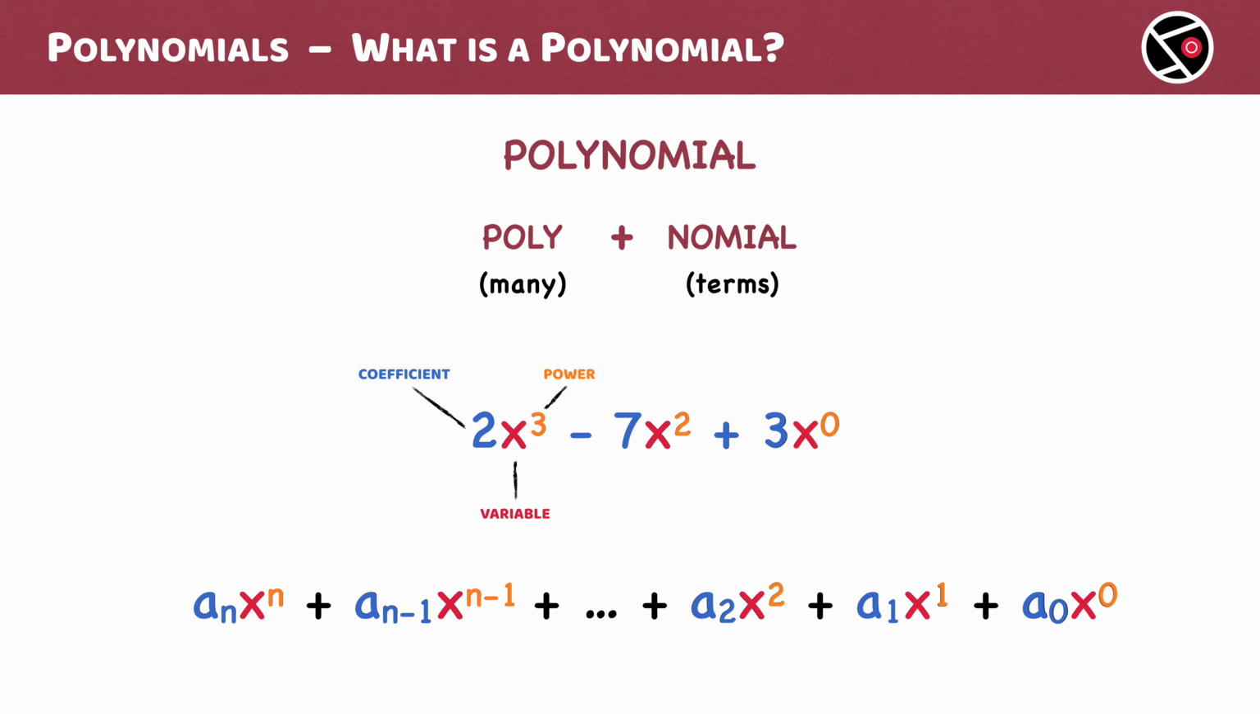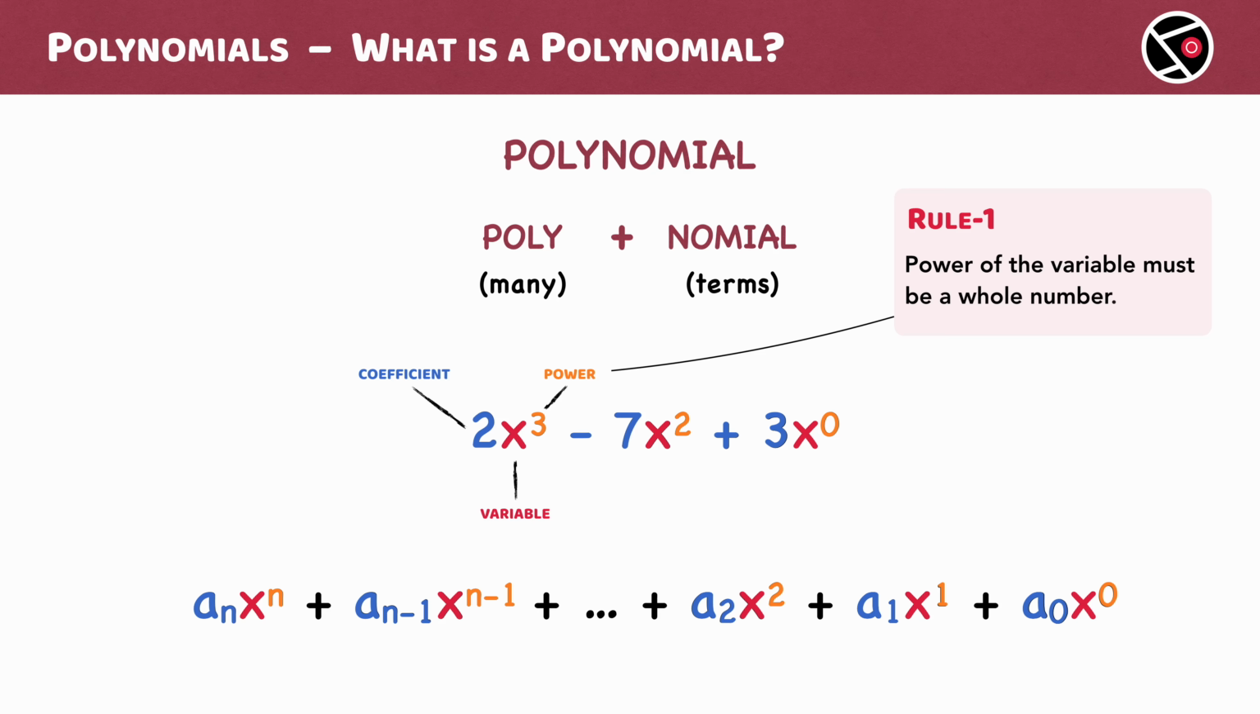Now, for an expression to be a polynomial, the power of the variable must be a whole number. It can be 0, 1, 2, 3, and so on. But no negative powers and no fractional powers. Second, the coefficients can be any real numbers. They can be positive, negative, or even fractions and decimals. As long as these two rules are satisfied, the expression is a polynomial.